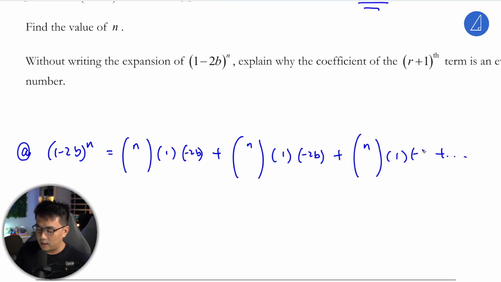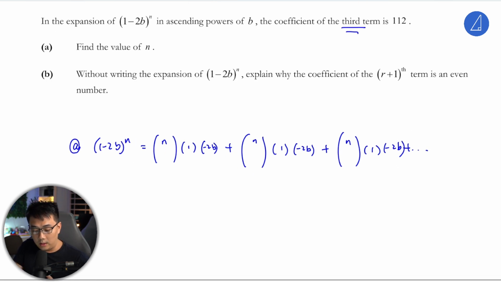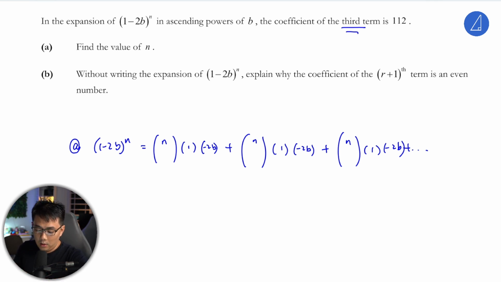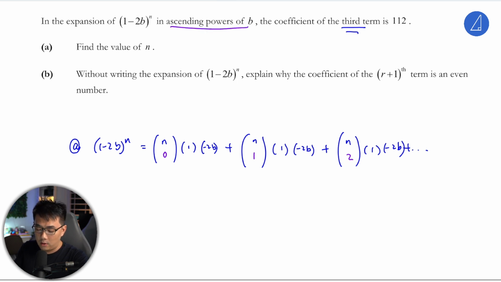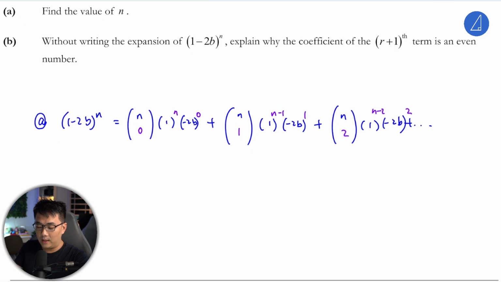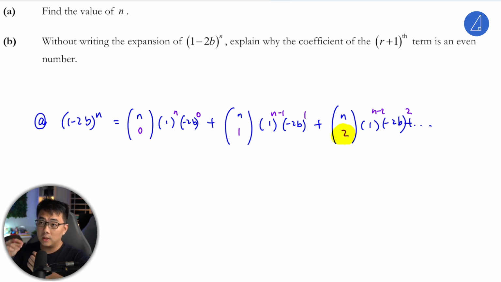So here what we'll get is essentially counting. There's a pattern recognition here: always start counting from 0, 1, 2. Because you're ascending the power of b, there will be 0, 1, 2 as well. Obviously this will be descending, n minus 1 and n minus 2, but it doesn't really matter for the third term. So the third term corresponds to 2 because we start counting from 0. This is the reason why we use T_(r+1), and you raise it to the power of r because we start counting from 0.